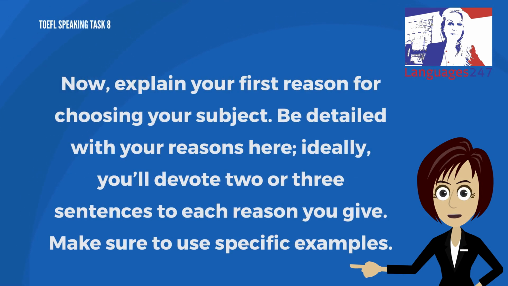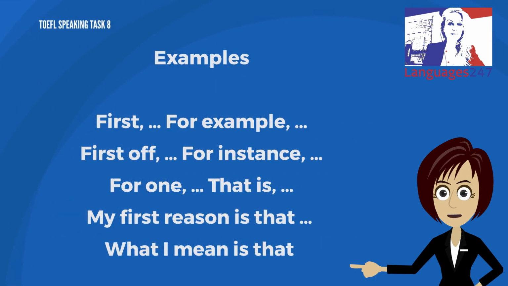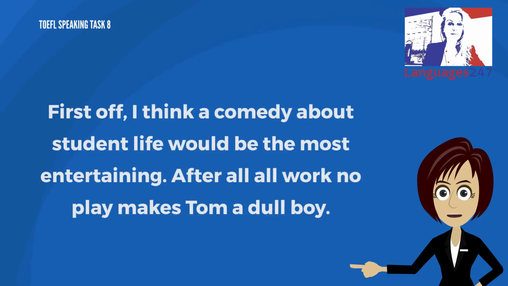Now, explain your first reason for choosing your subject. Be detailed with your reasons here. Ideally, you'll devote two or three sentences to each reason you give. Make sure to use specific examples. Examples: First, for example, first off, for instance, for one, that is, my first reason is that, what I mean is that. First off, I think a comedy about student life would be the most entertaining. After all, all work and no play makes Tom a dull boy.